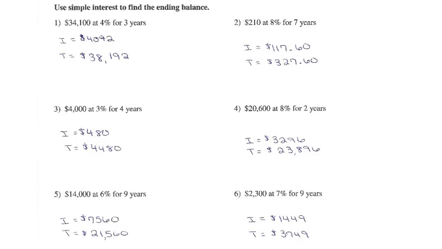Let's begin by reviewing your homework from last night. Your homework last night, you had to find the ending balance, and to find the ending balance you first had to find the interest and then add your interest to the principal. So please at this time pause the video while you check over problems 1 through 6.